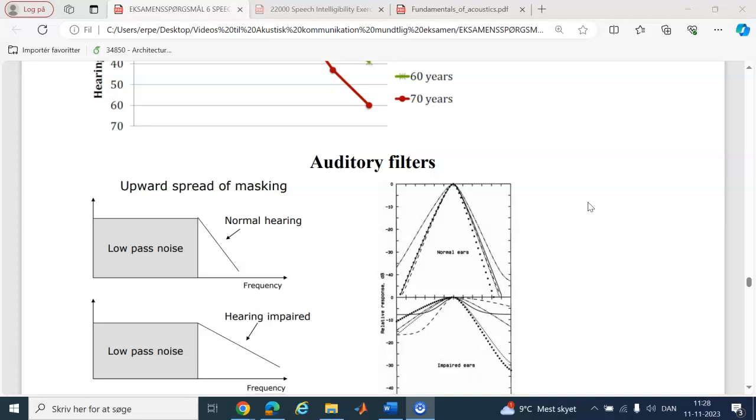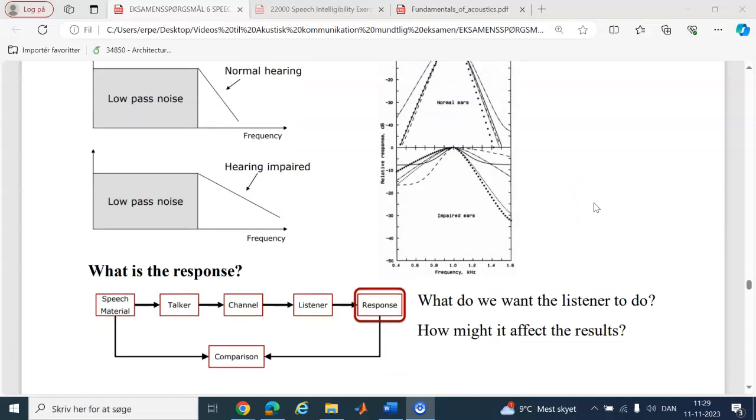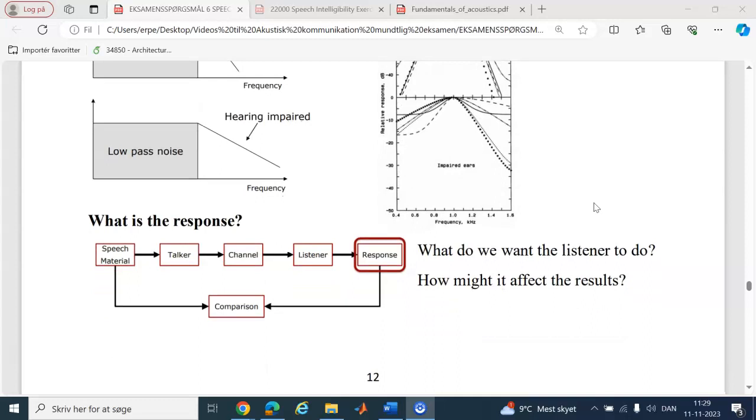Auditory filters. Upward spread of masking. Normal hearing has frequencies that are not spread that much. Hearing impaired have more spread of masking. So you can see on the curves, normal ears have narrower auditory filters than impaired ears. What do we want listeners to do? How might we affect the results?